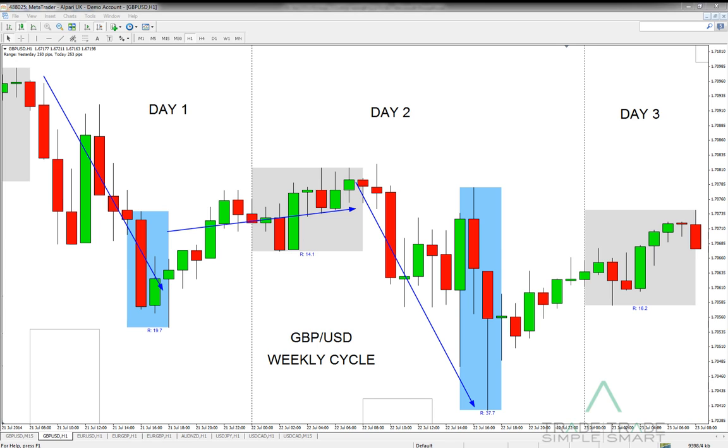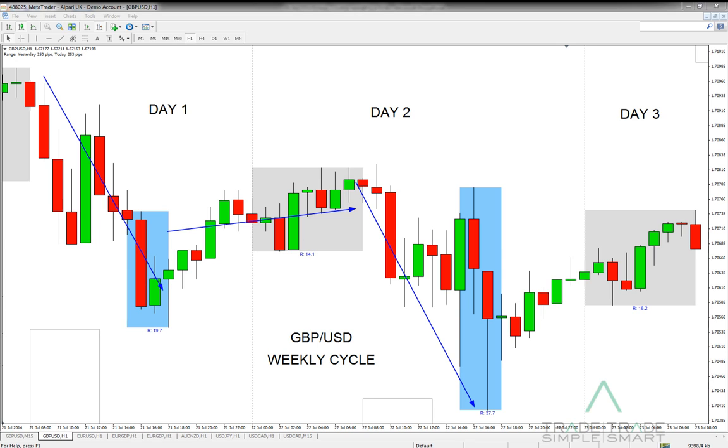Now, is it guaranteed that this third move to the downside will happen? No. But in terms of probability and through our understanding of how smart money move the intraday and also the weekly trend, we're going to go with the high probability outcome that a third move down is on the way.